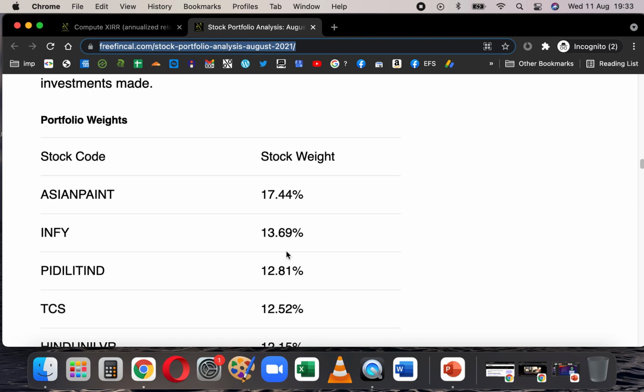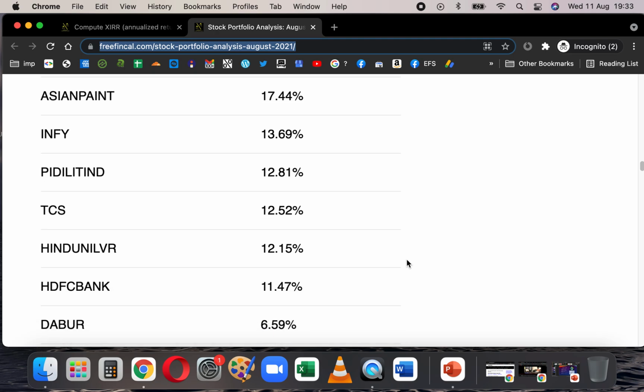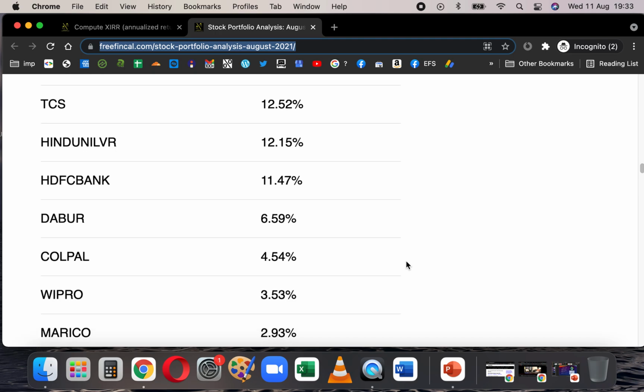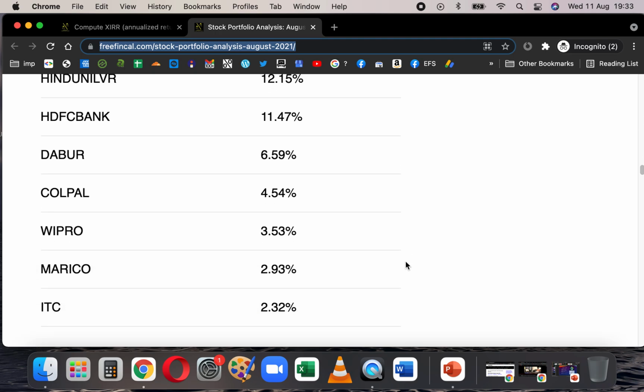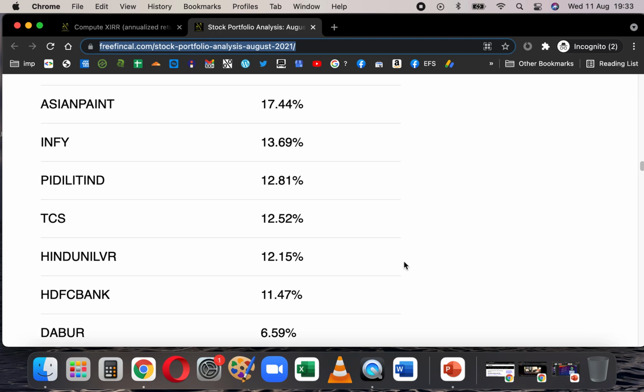So these are the weights: Asian Paints about 17%, Infosys about 13.7%, Pidilite 12.8%, TCS 12.52%, Hindustan Unilever 12.2%, HDFC Bank 11.5%, Dabur about 6.6%, Colgate-Palmolive 4.5%, Wipro 3.53%, Marico 2.9%, and ITC 2.32%.